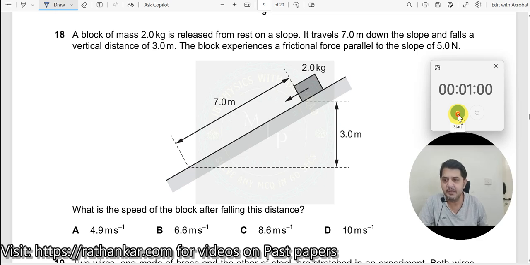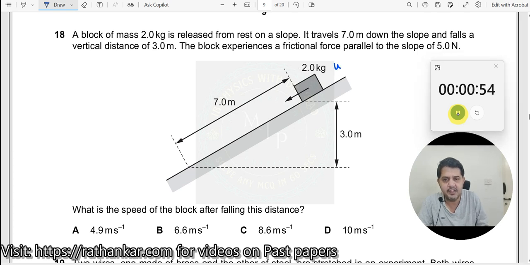Okay, question number 18. A block of mass 2 kg is released from rest on a slope. Initial velocity is equal to 0. It travels 7 meters down the slope and falls a vertical distance of 3 meters. The block experiences a frictional force parallel to the slope of 5 Newton.